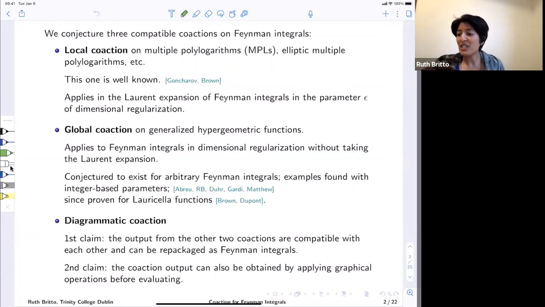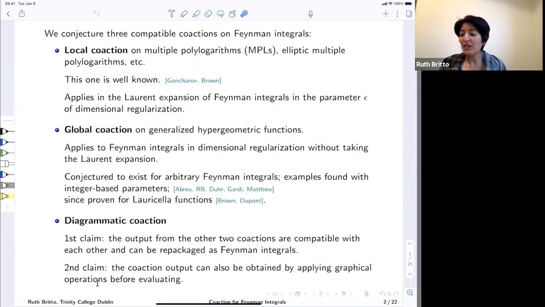The first is what we now call the local coaction. This is actually adopting the terminology of Brown and Dupont, local coaction on multiple polylogarithms. So this is the best known one. This is the one that is familiar from the work of Goncharov and Brown from years ago. It's well known in multiple polylogarithms, has been used to great effect in computing Feynman integrals, and has been generalized to elliptic multiple polylogarithms, and I guess other similar structures of iterated integrals.